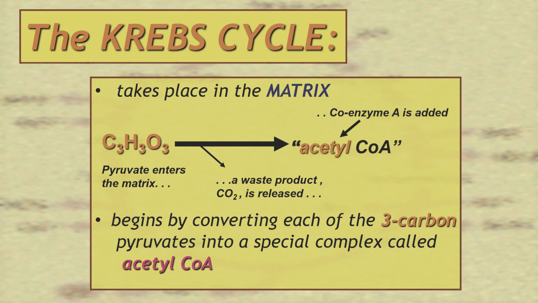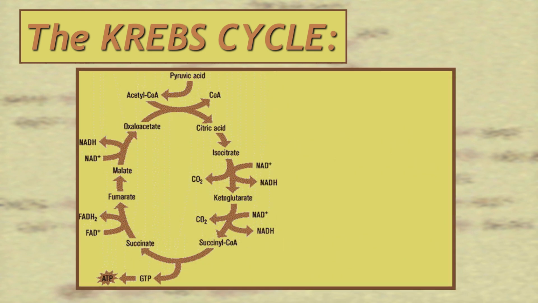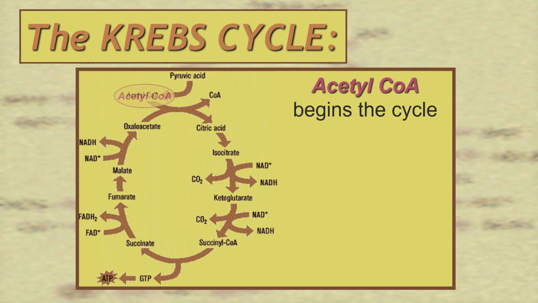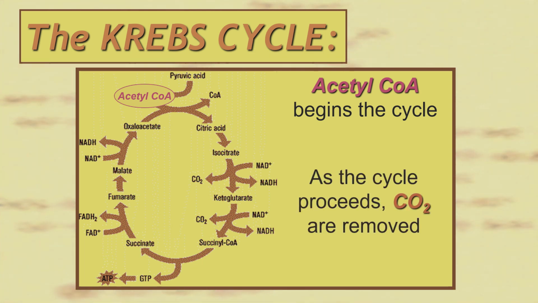Acetyl-CoA will begin the Krebs cycle. Now, again, you can see it's very complicated. Acetyl-CoA is formed by pyruvate and CO2 being removed and all that. And as the cycle proceeds, we'll take more carbon dioxides out.